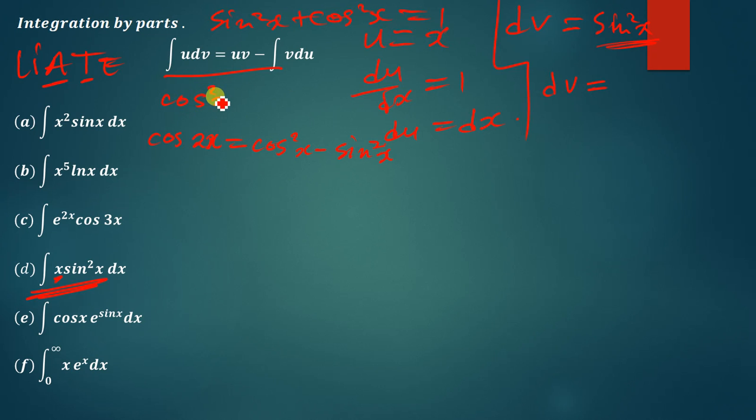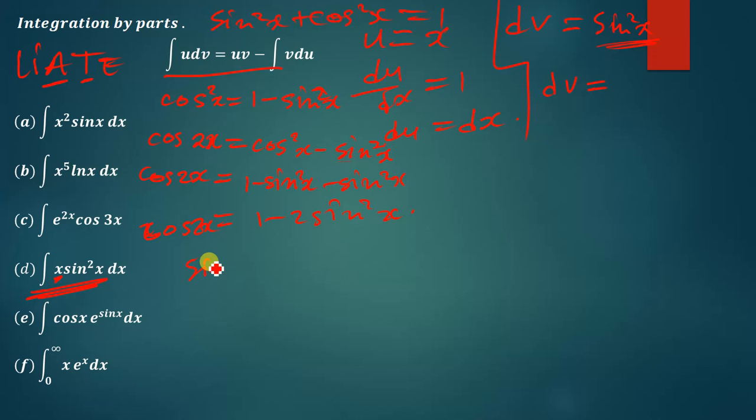So cos squared x will be 1 minus sine squared x. So I'm going to replace this here. My cos 2x will now be equal to 1 minus sine squared x. Then we have this negative sine squared x, meaning cos 2x becomes 1 minus 2 sine squared x. Let me just make sine squared x the subject.